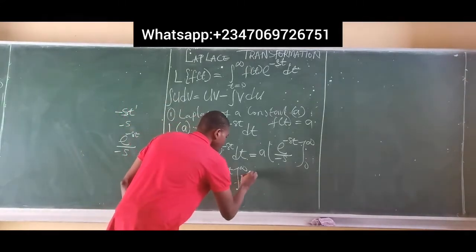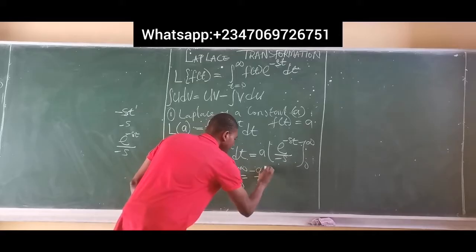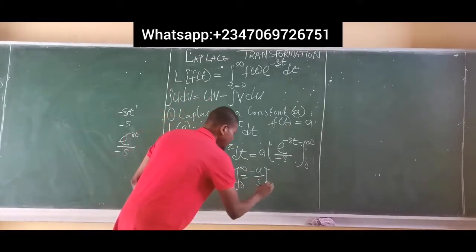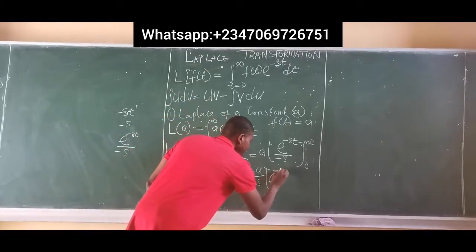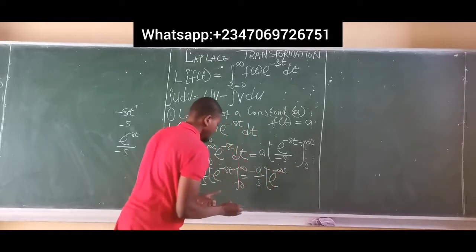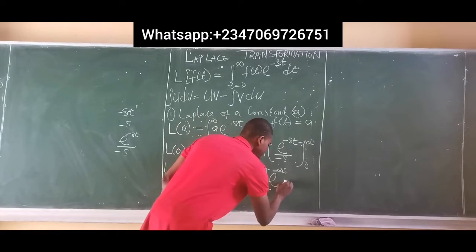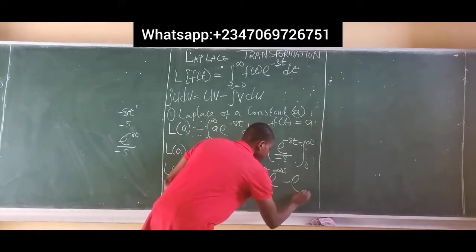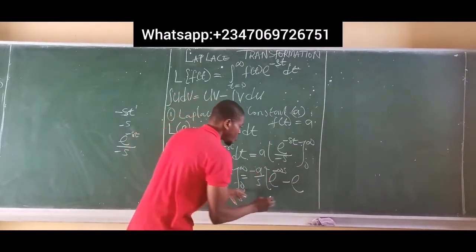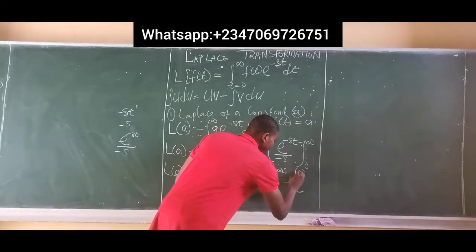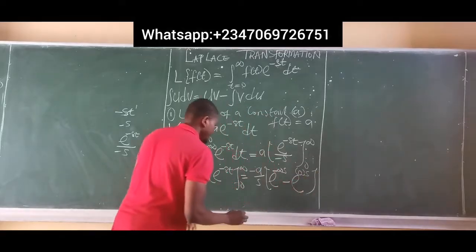This is now equal to minus a all over s times, upper limit comes first, exponential minus infinity times s, because this is st. In place of t, t becomes infinity. All right, minus lower limit. The lower limit is now what? 0. So it becomes minus exponential 0 times s. All right, I have this.